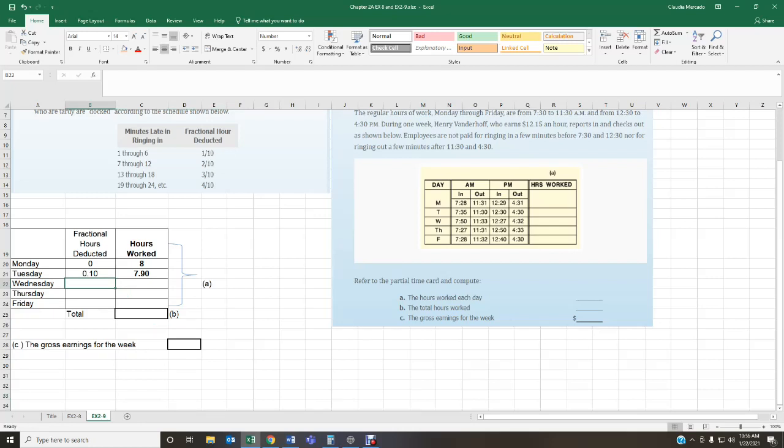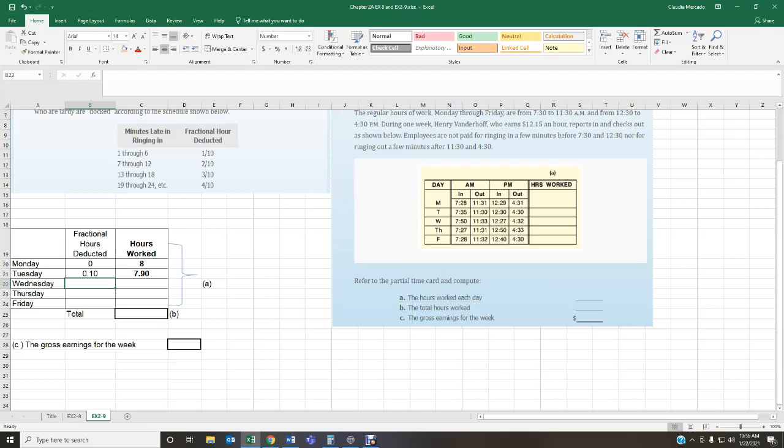Now, what happened on Wednesday? On Wednesday, this employee clocked in at 7:50 when he should have clocked in at 7:30. This employee is 20 minutes late. So, if the employee is 20 minutes late, he is going to get docked 4/10 of an hour. Let's look at the rest of the day. Okay, he clocked out at 11:33, a couple of minutes after. He's not going to get penalized for that. He clocked in a couple of minutes early from lunch. He's not going to get penalized for that.